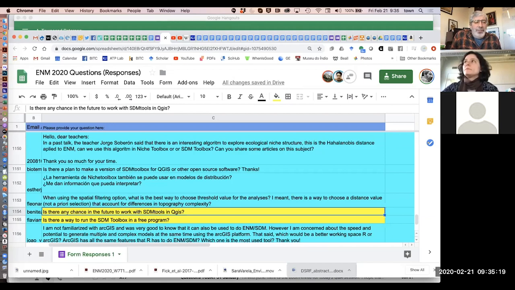ARC is a useful set of tools. I wouldn't say it's qualitatively better than QGIS, but it still has some advantages over QGIS. So I'm waiting, perhaps impatiently, for the day when everybody in my lab can say, yeah, I haven't used it in a month. Then we'll just stop paying.